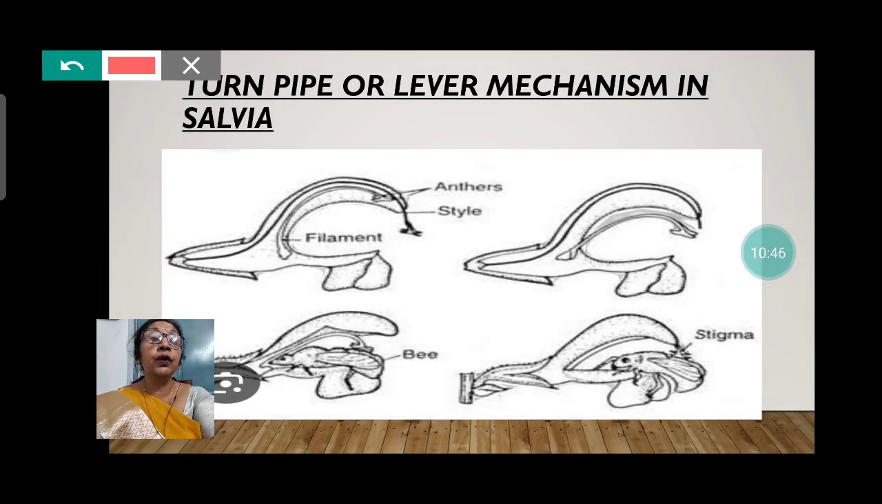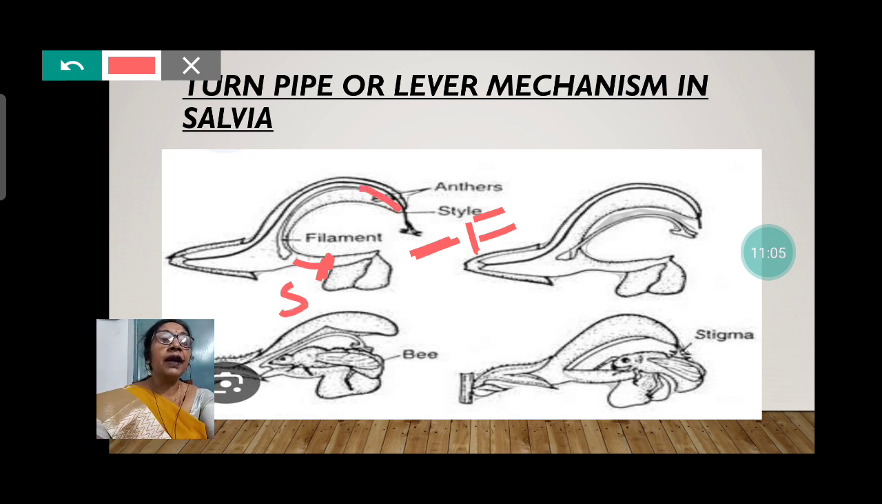I told you that it has 2 stamens. The stamen attached to the upper petal is fertile, and with the lower petal it has a small connective. Its connective is small. It is a sterile type of stamen. Here the connective is larger.